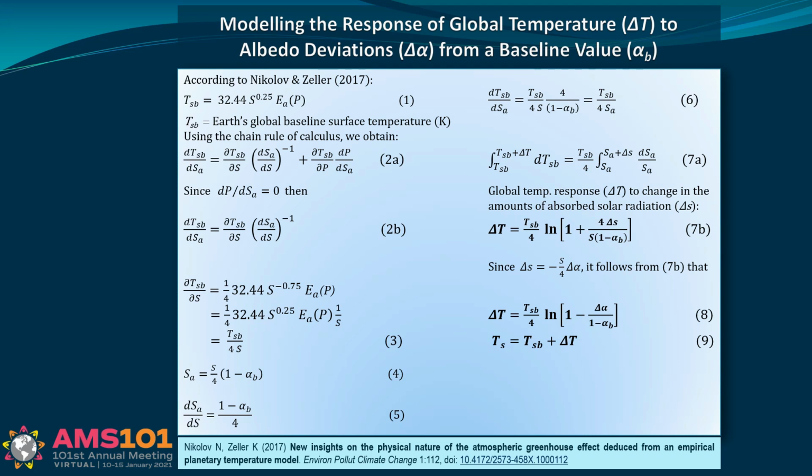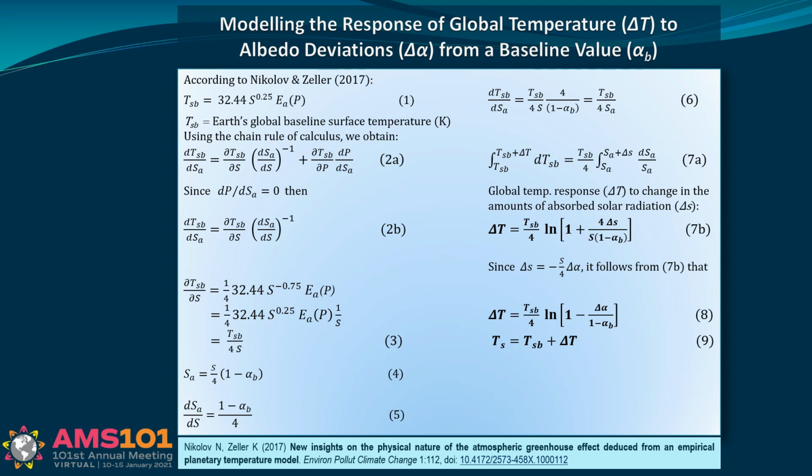Equation 1 is a simplified form of the Nikolov-Zeller formula valid for planetary bodies with tangible atmospheres. It describes the baseline surface temperature of a planet, T sub SB, as a function of top-of-the-atmosphere solar irradiance and pressure-dependent atmospheric thermal enhancement, E sub E. First, we define the functional dependence of delta T on changes in absorbed solar radiation, delta S.